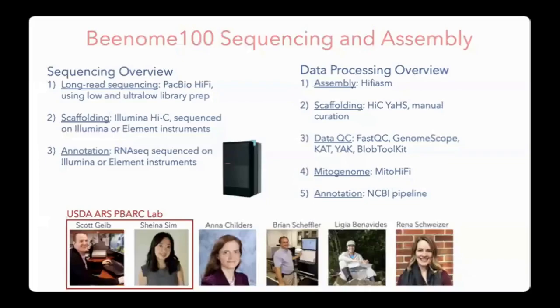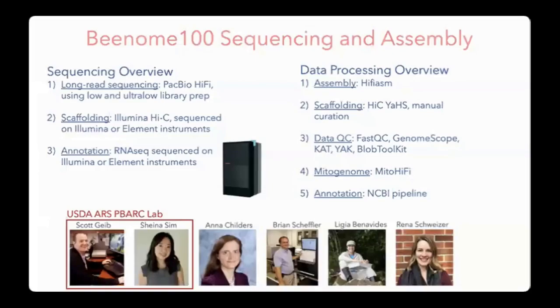However, what can be done in terms of these different kinds of sequencing depends on the bee and the number of specimens available. Due to limits on tissue availability, some species only get sequenced for Hi-Fi or Hi-Fi plus Hi-C, but even Hi-Fi only assemblies tend to be much better than genomes of the past.